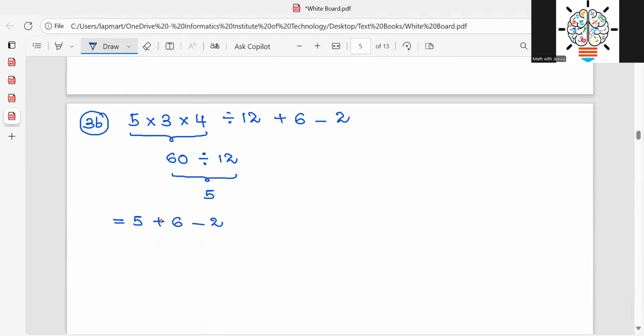5 times 3, 15. 15 times 4, 60. That 60, I divide by 12. It gives me the answer 5. So then 5 plus 6, 11. Then 11 minus 2, the answer is 9. Hope it is clear for all of you.